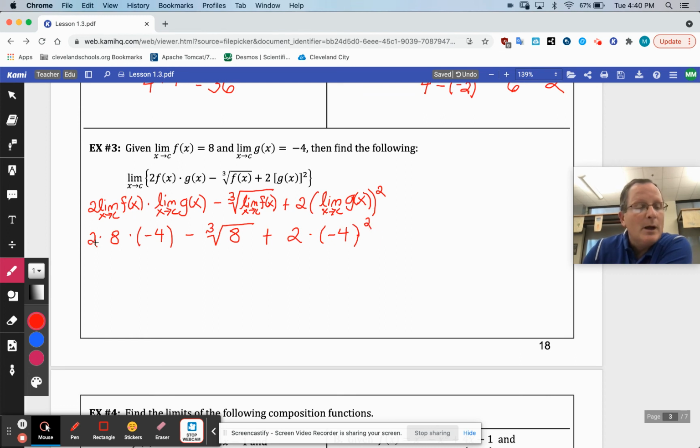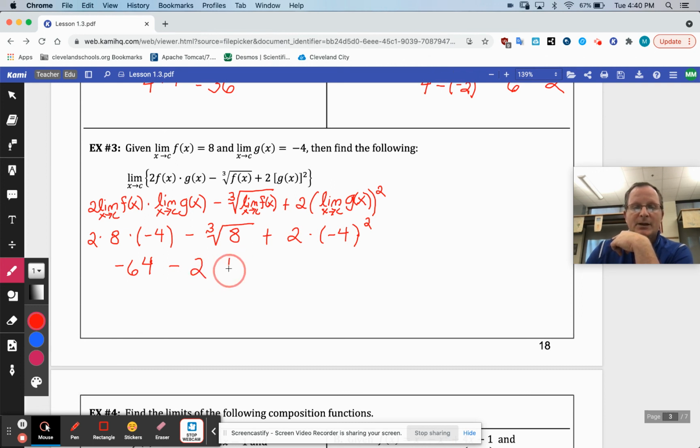All right, so here we go. What do we got here? We've got 2 times 8, which is 16. 16 times -4 is -64. All right, minus the cube root of 8, which is 2.